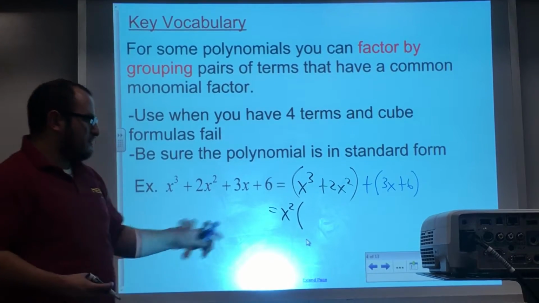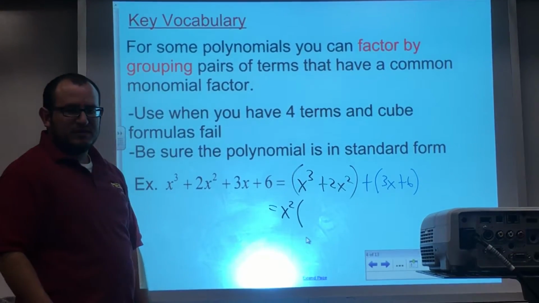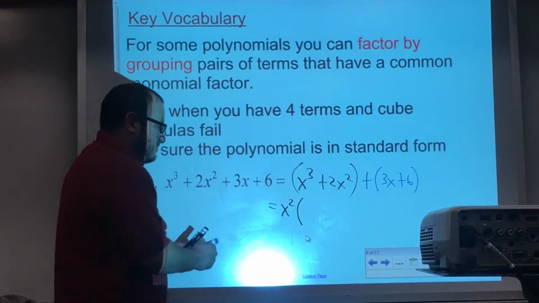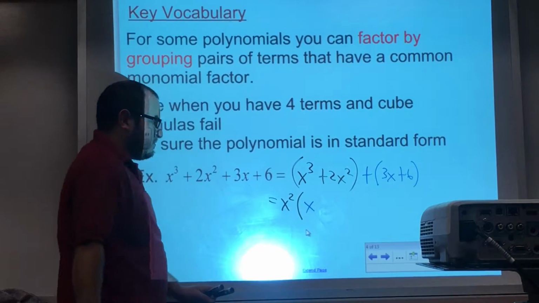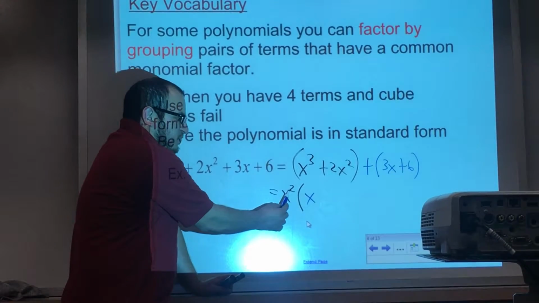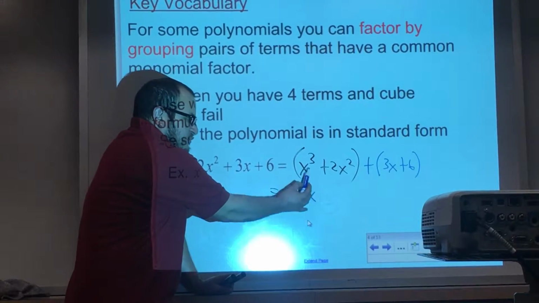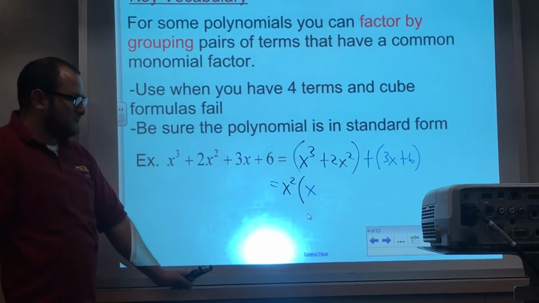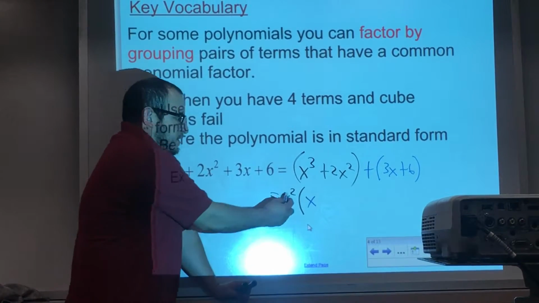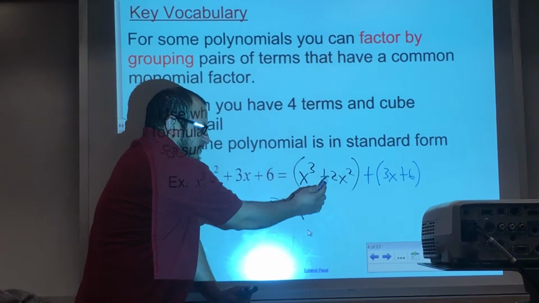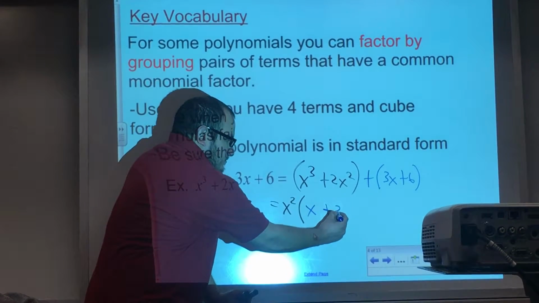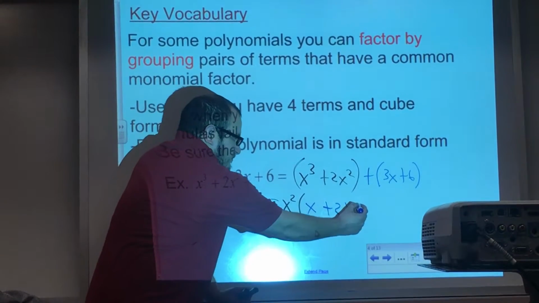And if I take x squared away from x cubed, what's left over is just x. And if you multiply x squared times x, it is equal to x cubed. All right, next, if you take out an x squared away from 2x squared, you're just left with 2.